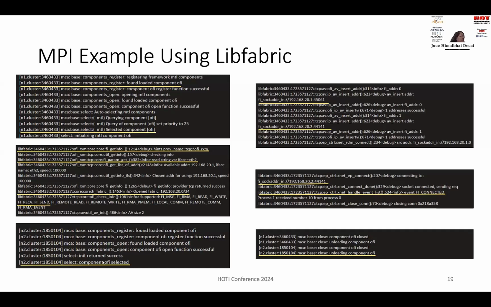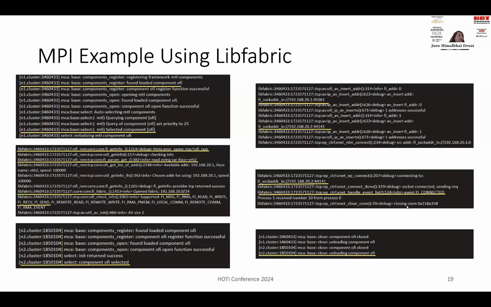On the second node, we also see that the OFI component has been selected. And then this entire part is where it will add the address of both the nodes. So we can see 20.1 is node 1, 20.2 is node 2, and it adds the addresses of both the nodes in the address vector. And then we see that node 1 connects to node 2. And then once it is connected, we see the FI connected event here. And then after the connection happens, we see the message transfer and then it closes down the connection.